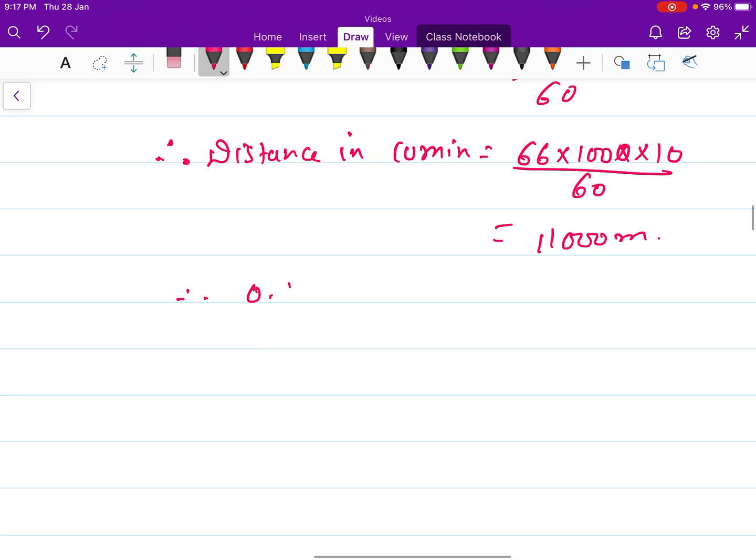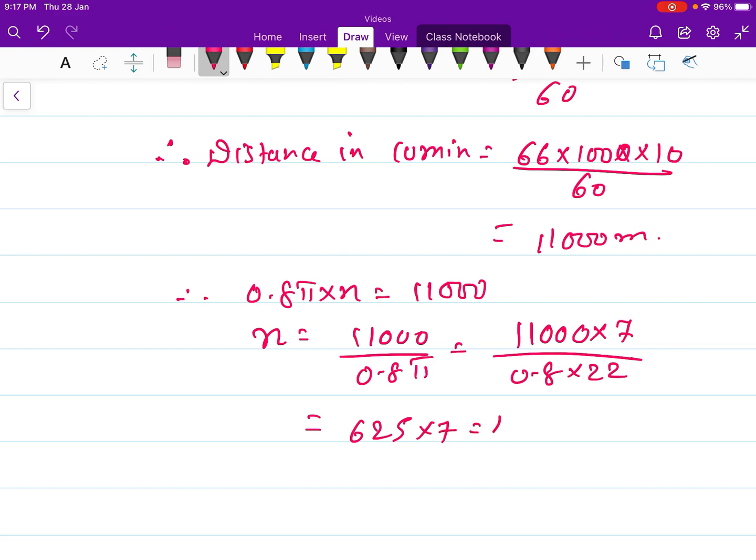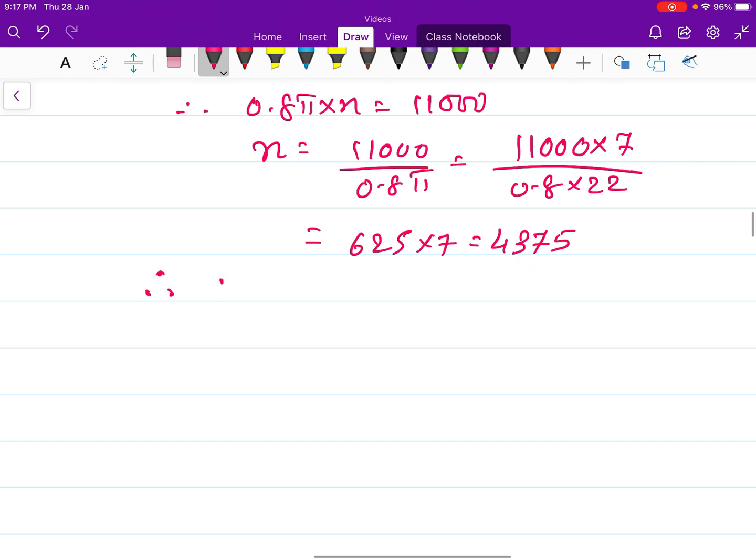Therefore, for 0.8 pi into n revolutions, they cover this much distance. Therefore, n is equal to 11000 upon 0.8 pi, which is 11000 into 7 upon 0.8 into 22, which is equal to 625 into 7, which is equal to 4375 revolutions. Therefore, the car travels 4375 revolutions in the total time and distance and the speed it takes.